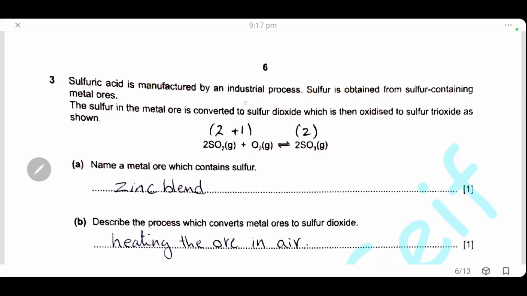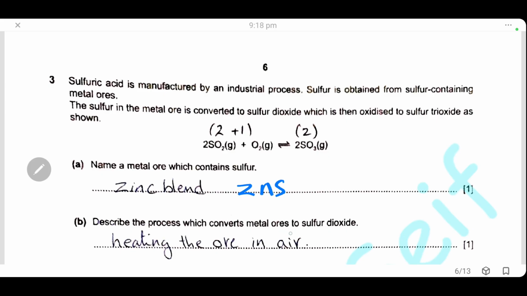Sulfuric acid is manufactured by an industrial process. Sulfur is obtained from sulfur-containing metal ores. So the sulfur in the metal ore is converted first to sulfur dioxide, and then it is oxidized to sulfur trioxide as shown here in the equation. Name the metal ore which contains sulfur. The metal ore that contains sulfur is zinc blende.